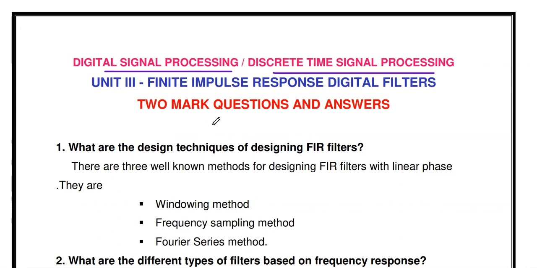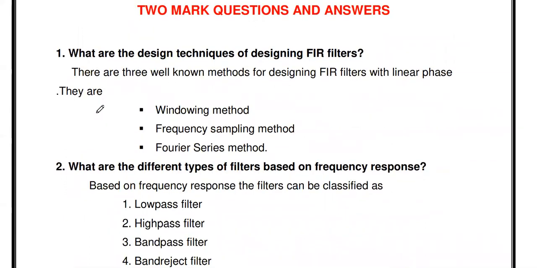Now we are going to discuss the 2-mark questions and answers from Anna University and the remaining universities. The first question: what are the design techniques of designing the FIR filter? In order to design the FIR filter, three well-known methods are there. One is the windowing method, another is the frequency sampling method, and the third is the Fourier series method. The windowing method and the frequency sampling method are an effective way of designing FIR filters.